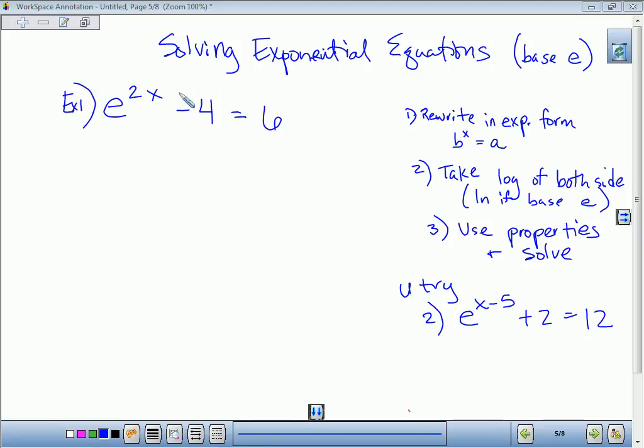So, the first example we're going to do, nothing new except for the base. This is base e. So, when we're solving exponential equations, we're going to have to first make sure we're in exponential form. So anytime we have anything extra, we have to get rid of that extra. So take a moment, write down the notes, and then we'll solve this one together.